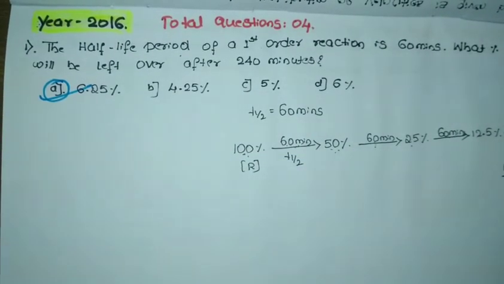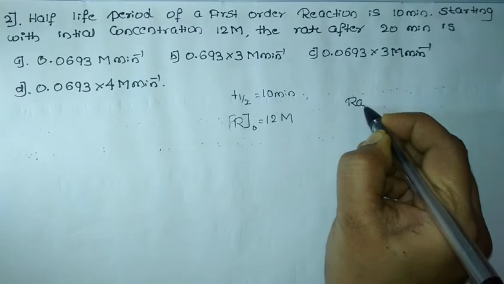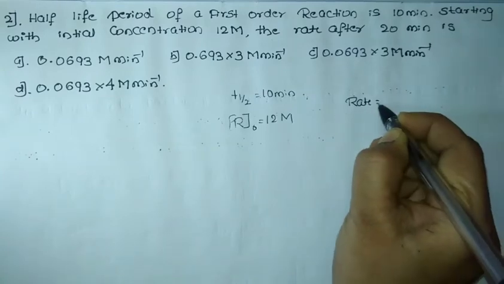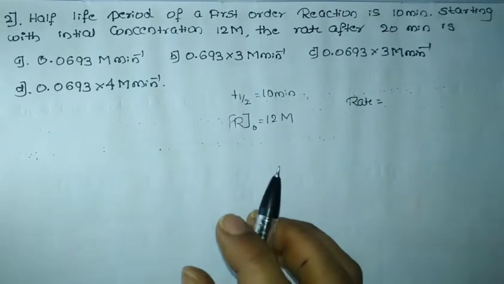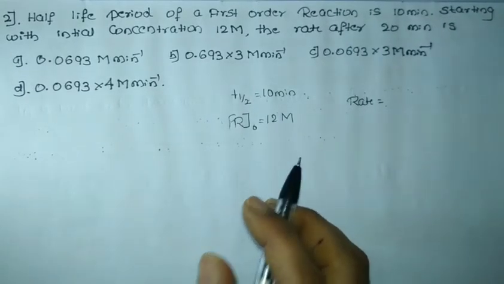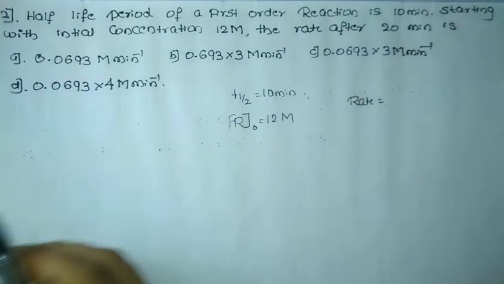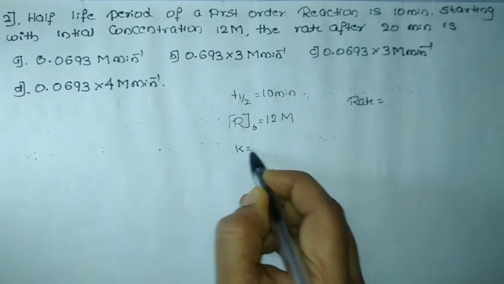Now to find out the rate of a reaction after 20 minutes, there is an easy way to find out the concentration first. See, the formula we need to apply. We need to find out the K value first.